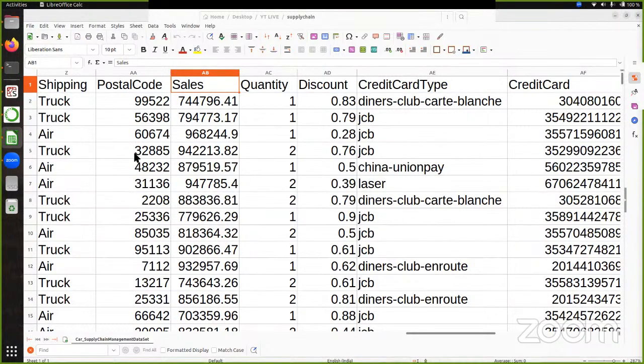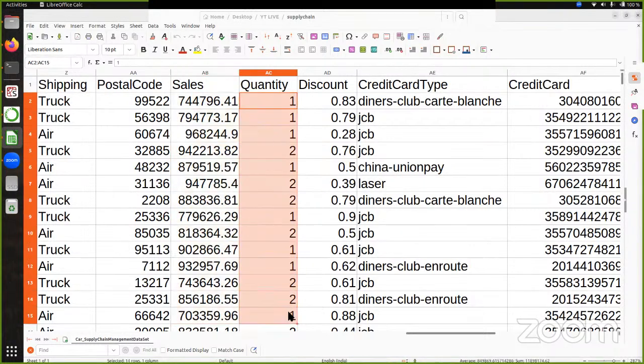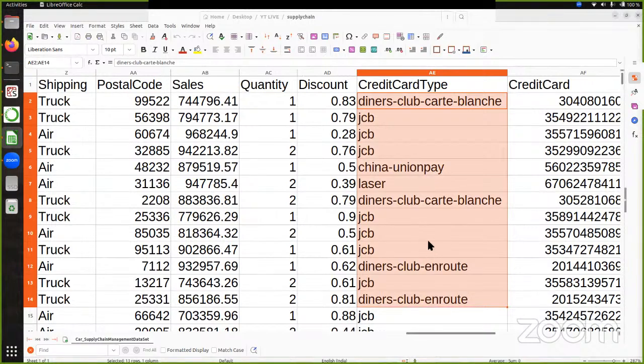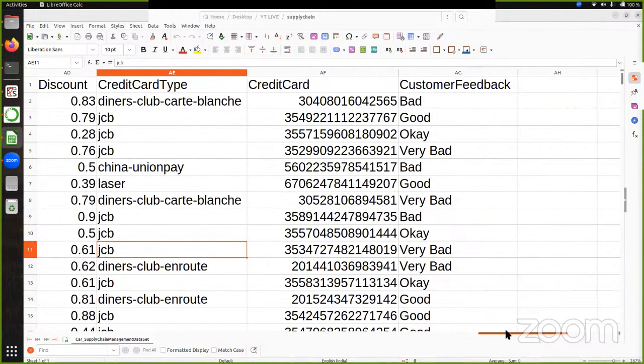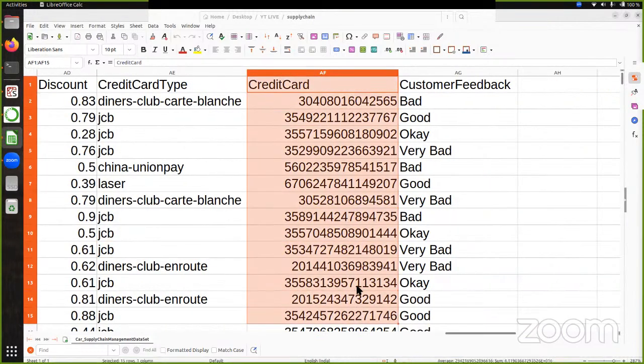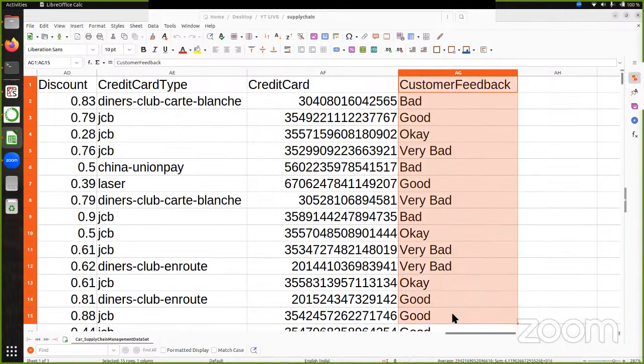Okay. So here you can see that these are the different sale values for different products. What was the overall quantity which was purchased? Okay. Was any discount given to the user? Now the discount will depend on things such as what kind of credit card were they using. Okay. We also have information such as the credit card number. And another thing that we need to look at is the customer feedback. Okay, so what kind of experience did the consumer have with that specific supplier?